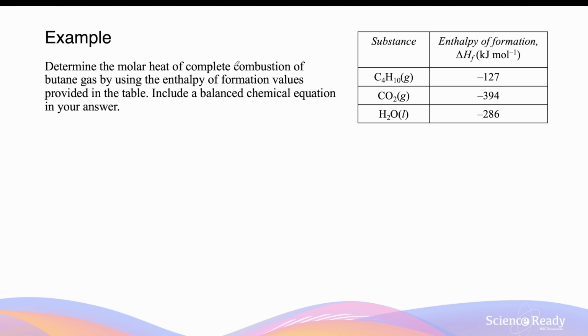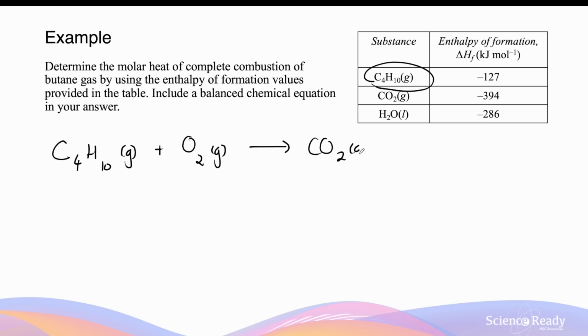Determine the molar heat of combustion of butane gas by using the enthalpy formation values provided in the table. Include a balanced chemical equation in your answer. So we'll start by writing a chemical equation, C4H10 gaseous, reacting with oxygen, and in complete combustion will produce two products, carbon dioxide gas and water liquid. The enthalpy of formation values of both products are also provided in the table, as you can see there.